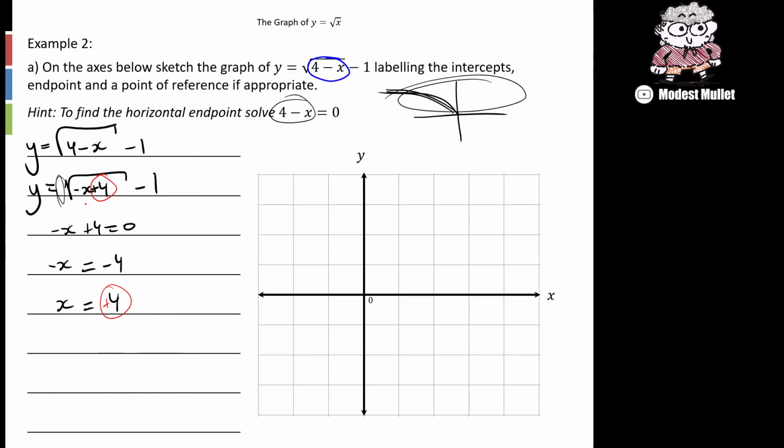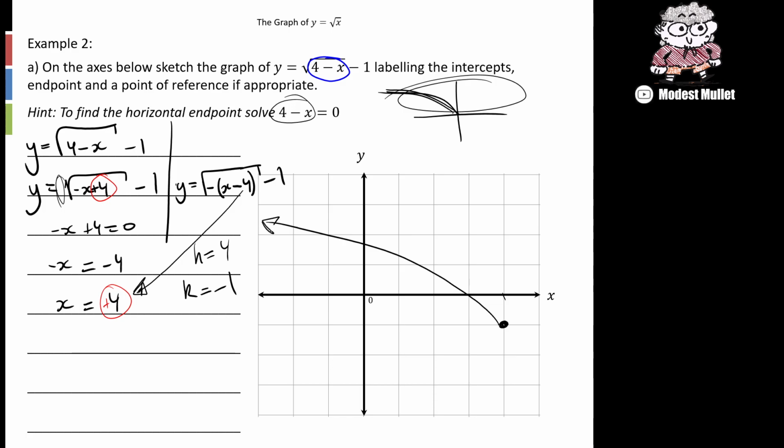So that's what's going on over here. I would want to write this as y is equal to square root of negative, and take it out as a common factor. We don't want any coefficient of the x. And since we're taking the negative out, this actually needs to be written as x minus 4, and then minus 1 outside. So we can read off our h: h is equal to 4, k is equal to negative 1. So that's our endpoint, (4, -1). And we know it's coming this way.